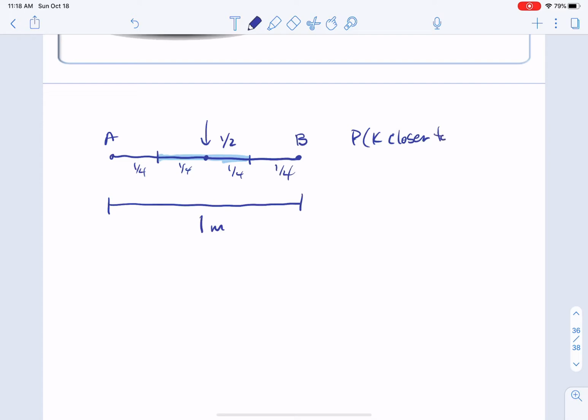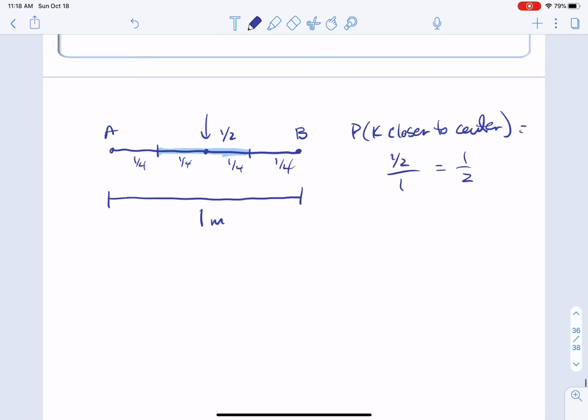So the probability of K being closer to the center is equal to the length that I want, a half, over everything that's possible, which is 1. That's a half. So you can see that whenever we're talking about lengths, one dimension, a half does make sense for being closer to the center.